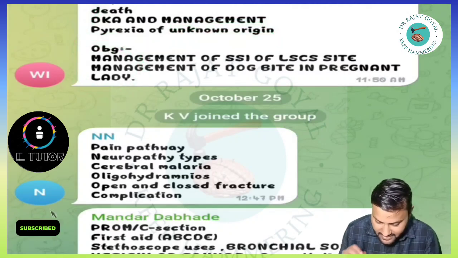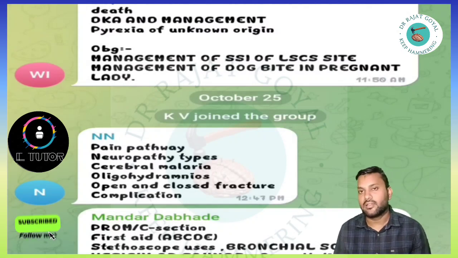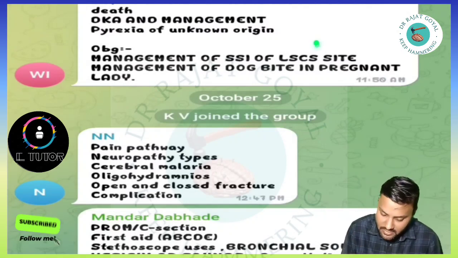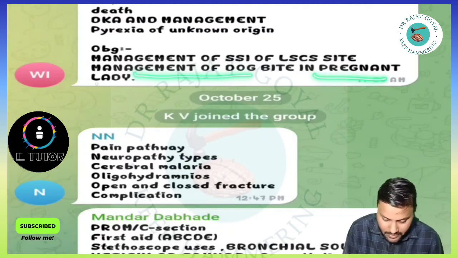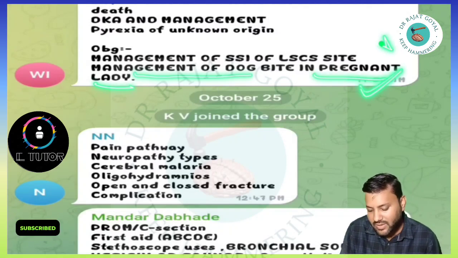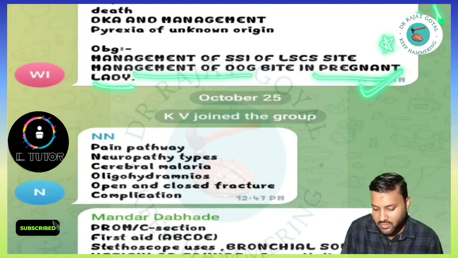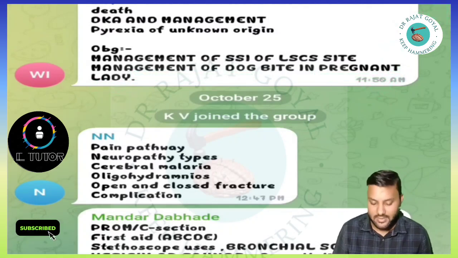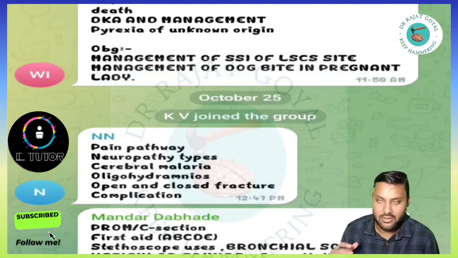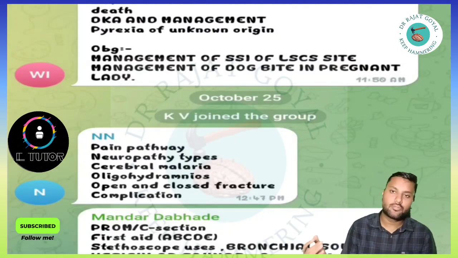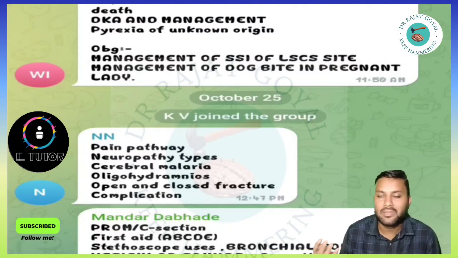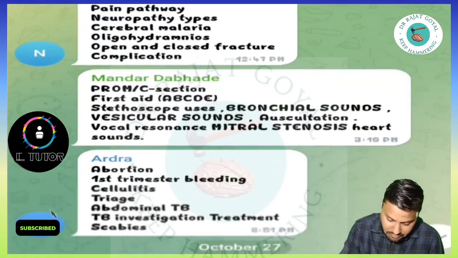In OBG: management of SSI of the LSCS site, that is, surgical site infection for lower segment cesarean section. Management of dog bite in a pregnant lady. This is also very common, because we know that most vaccines are contraindicated during pregnancy, but the dog bite or rabies vaccine is not contraindicated. So in pregnancy also we have to manage the dog bite similar to normal cases.